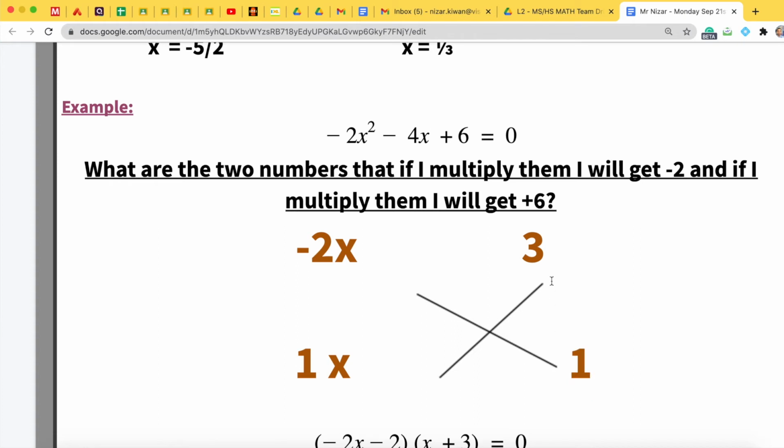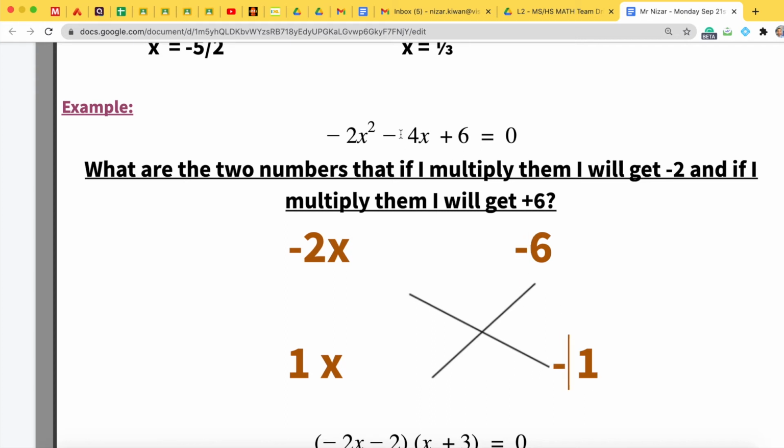1 is here and 6 is here. But I will choose the signs. I will make this negative and this negative. Why? Because I want it to be negative 4. Now let's try that. Negative 6 times negative 1 is positive 6. Negative 2x times negative 1 is 2x. 1x times negative 6 is negative 6x, plus 2x is negative 4x.